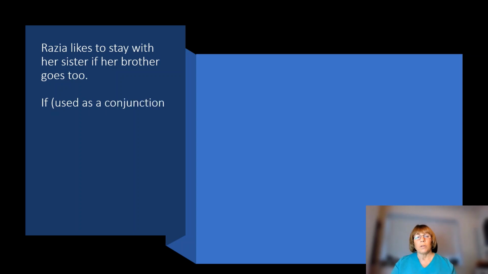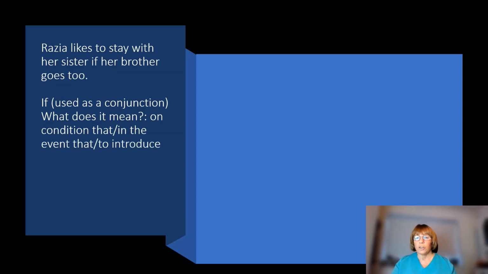Write this sentence. Razia likes to stay with her sister if her brother goes too. So we said, what does it mean? So we're looking at if used as a conjunction. It means on condition that. It's the same meaning we've used for conjunctions for the other sentences, in the event that, to introduce the only circumstances in which Razia can go.